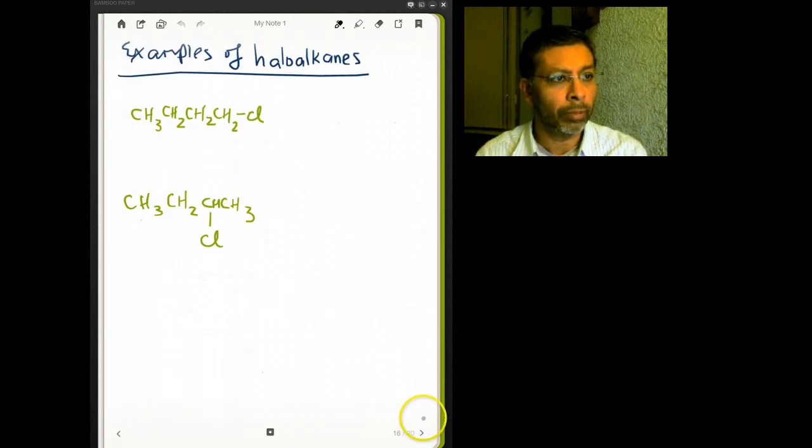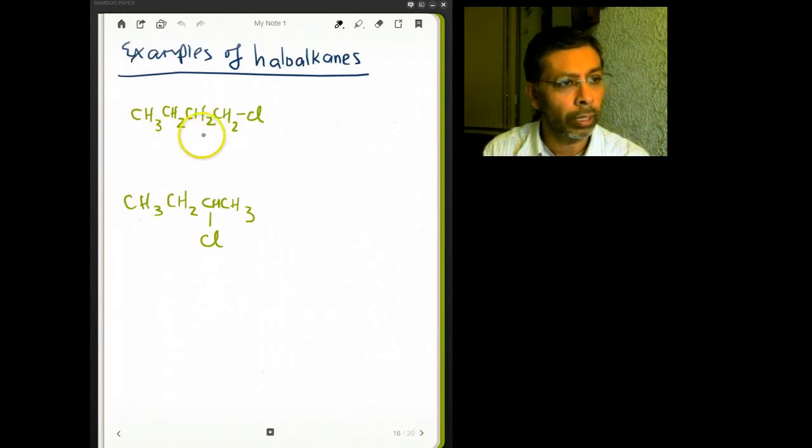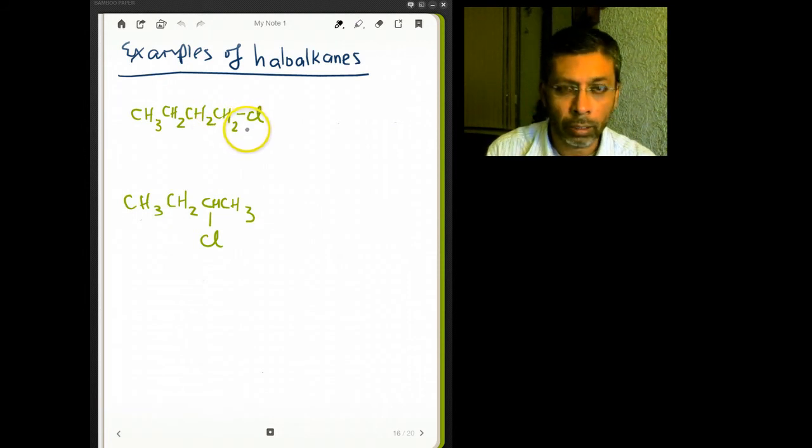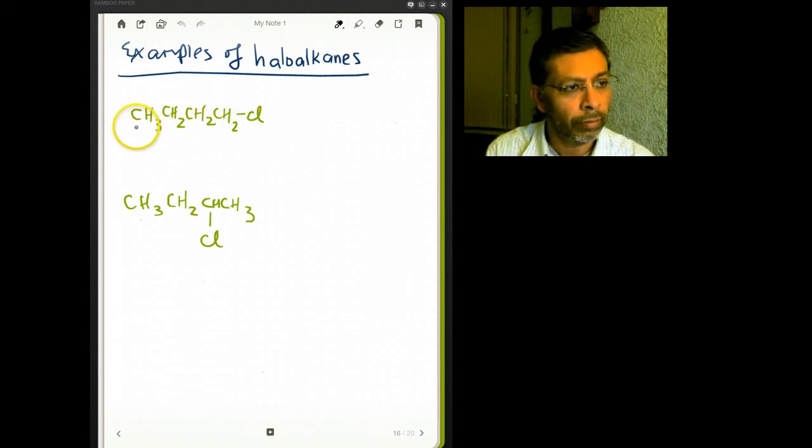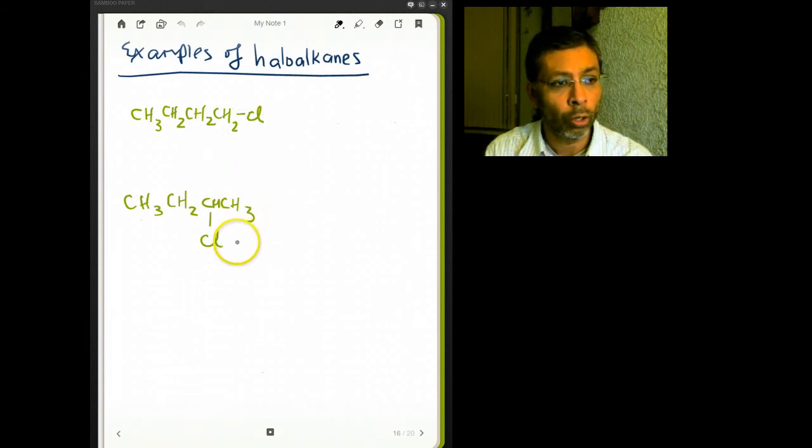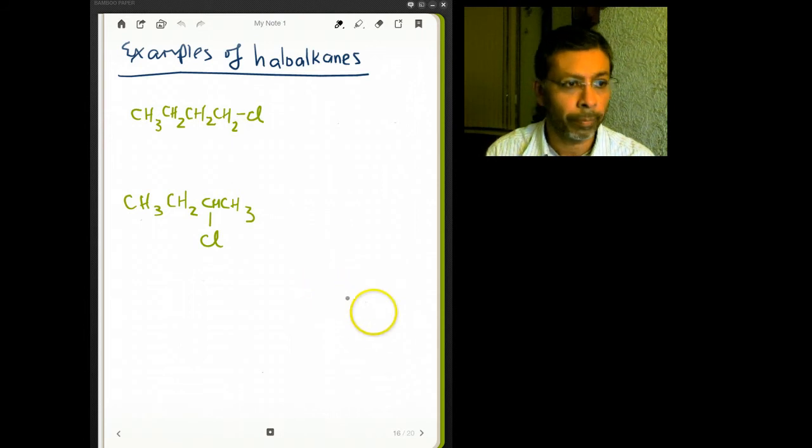Okay, examples of haloalkanes. Here's a couple here. Haloalkanes, one of the hydrogens being replaced by a halogen, so chlorine, bromine, iodine, etc. The length of the carbon chain, 1, 2, 3, 4, is a butane, so it's chlorobutane, and that would be 1-chlorobutane, and that would be 2-chlorobutane. And again, these are positional isomers because the position of the functional group, the chlorine, has changed.